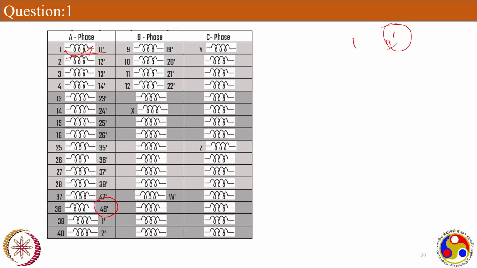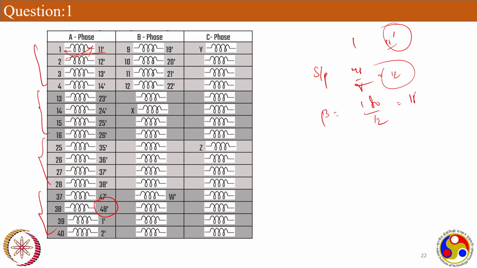There is a 4 pole. See, this is the 1st pole, second pole, third pole, fourth pole. 4 poles are there. So slots per pole we can calculate: 48 by 4, 12. So you can get the beta now, 180 by 12, so beta is 15 degree. Just after seeing the winding diagram, quickly calculate all the terms: beta, slots per pole, coils, everything. Once you get the beta, you can easily calculate the pitch, how much the coil span is.